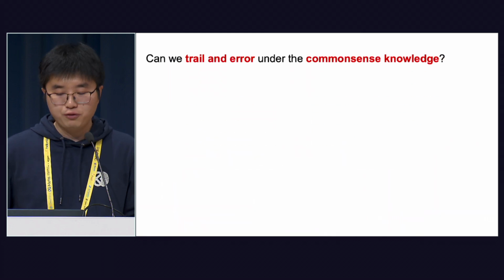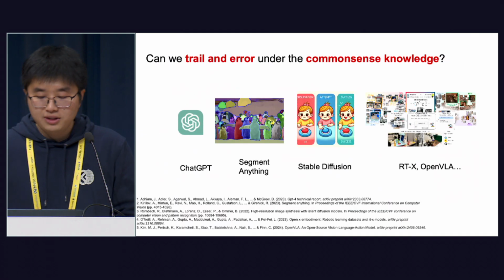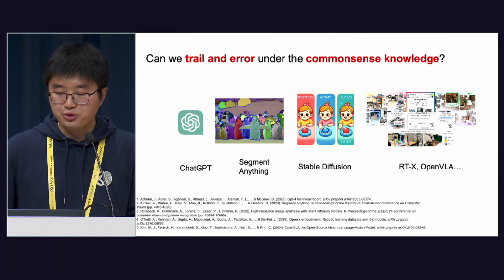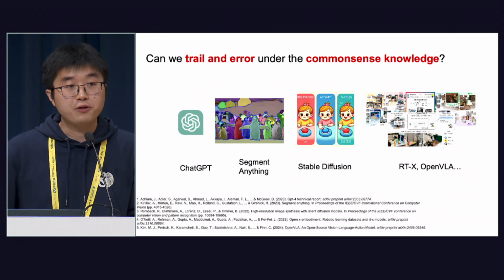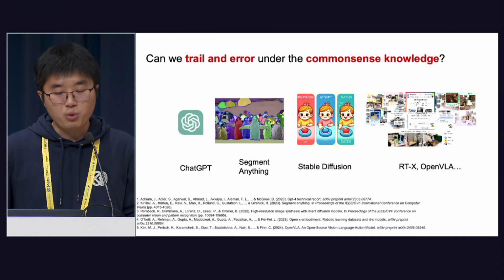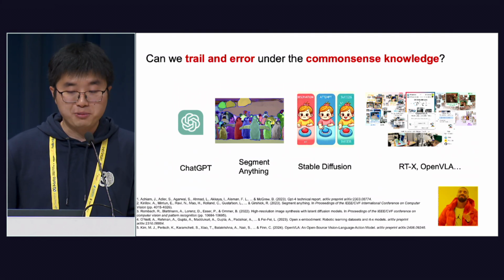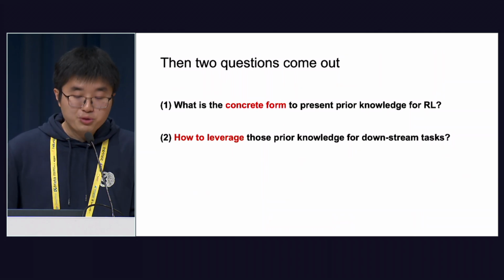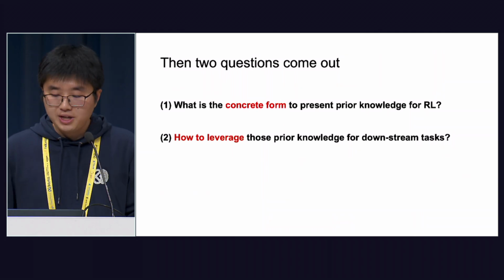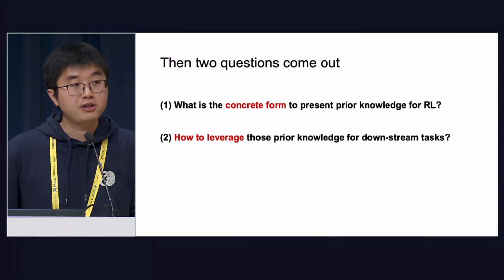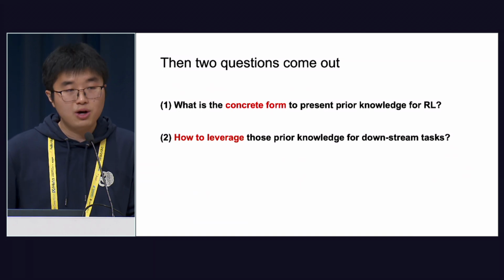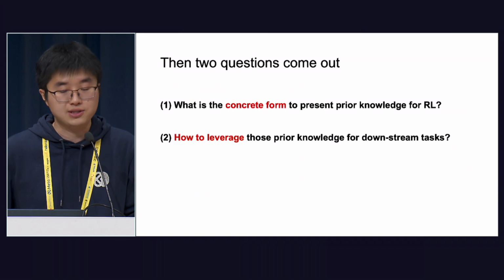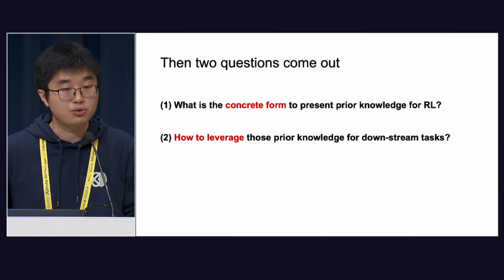So can we do trial and error under common sense knowledge for embodied agents? Luckily, the answer is yes. We have access to a large number of foundation models which are trained on internet-scale datasets, and they are full of common sense knowledge. So that's what we want to do: foundation reinforcement learning. Then 2 questions come out. For the first, what is the concrete form to represent the prior knowledge for reinforcement learning? For the second, once we have that prior knowledge, how do we leverage it for downstream tasks? So in this work, we try to figure out these two questions.